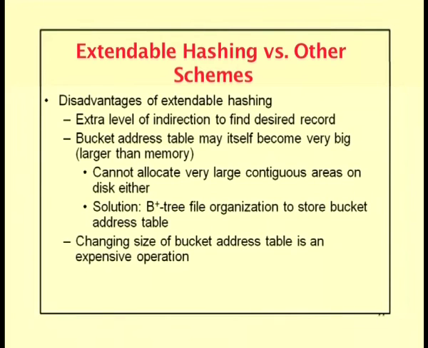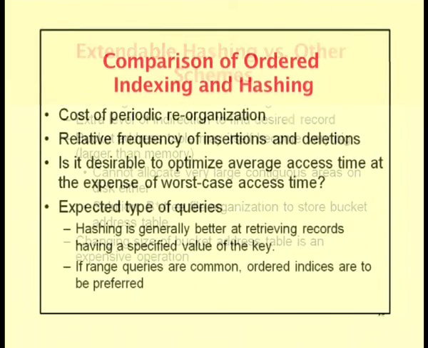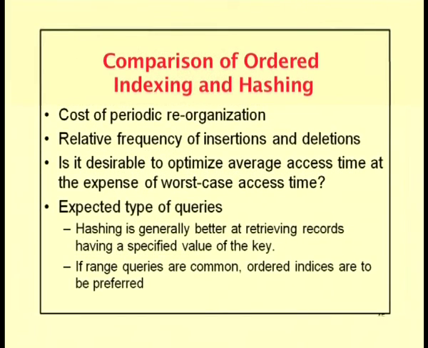So, the solution is you can have a B+ tree file organization to store the bucket address table. Changing the size of the bucket address table is an expensive operation. Though we say that it can be done, it is an expensive operation. Let us compare ordered indexing and hashing. Ordered indexing we had covered in the last lecture and hashing we have covered here. So, let us compare this.